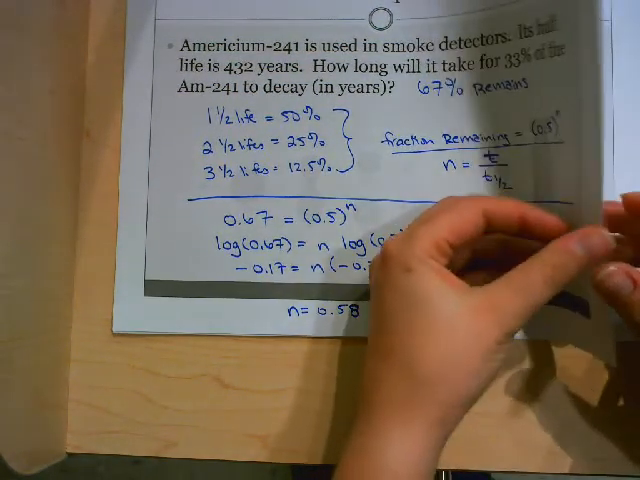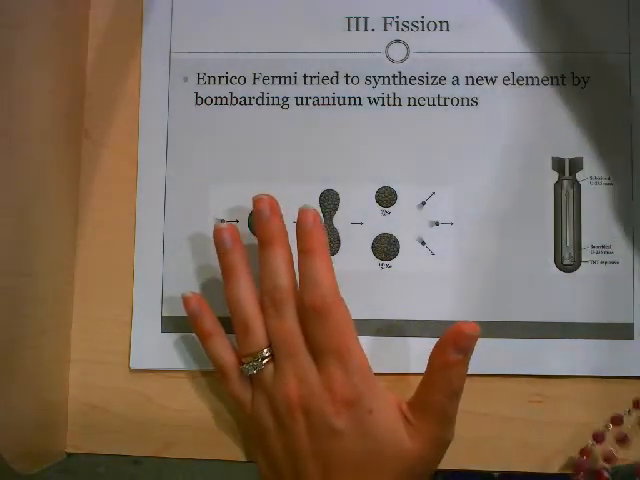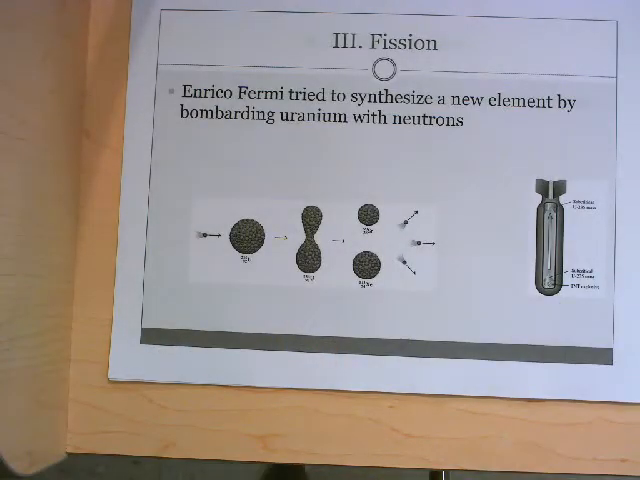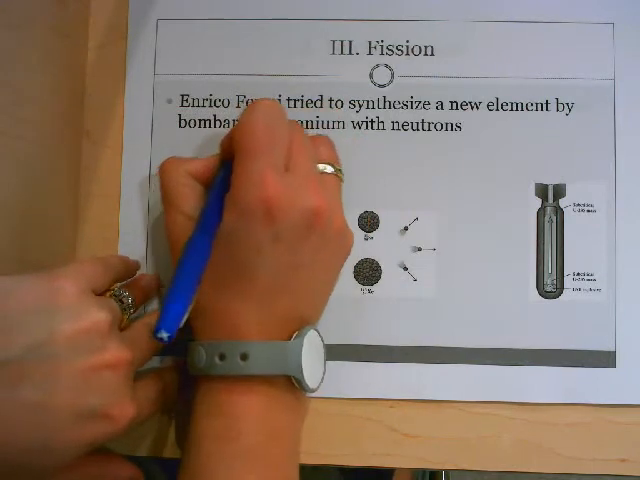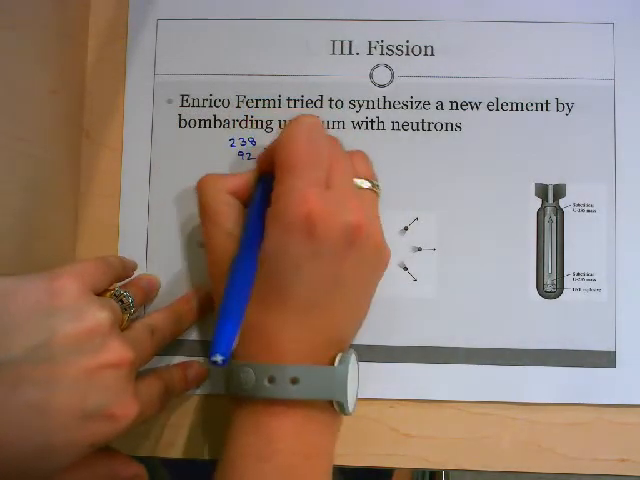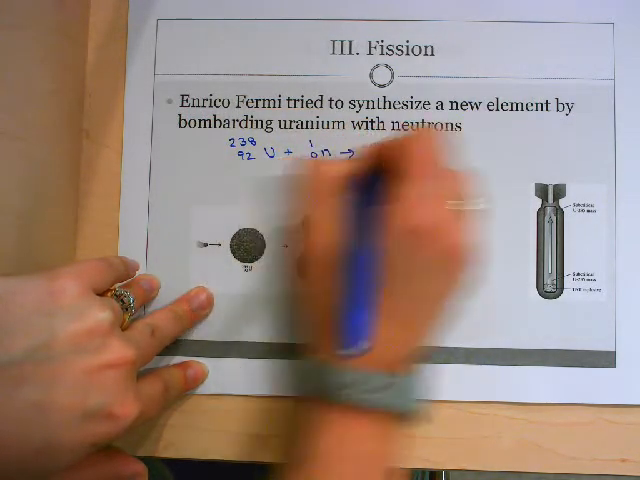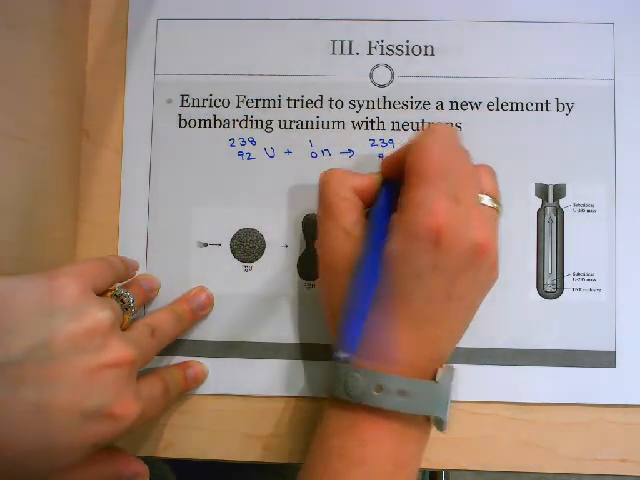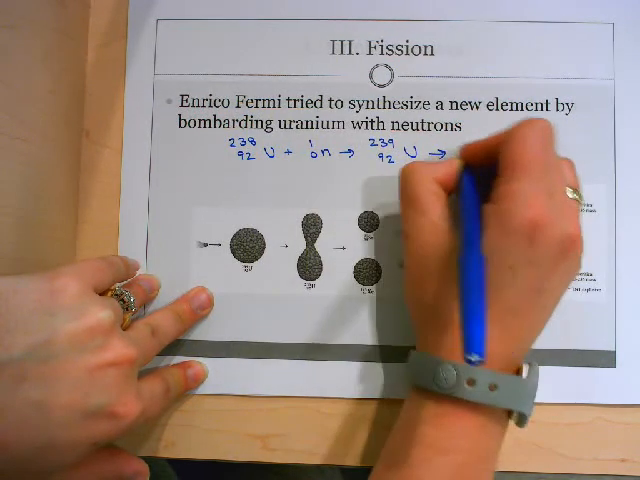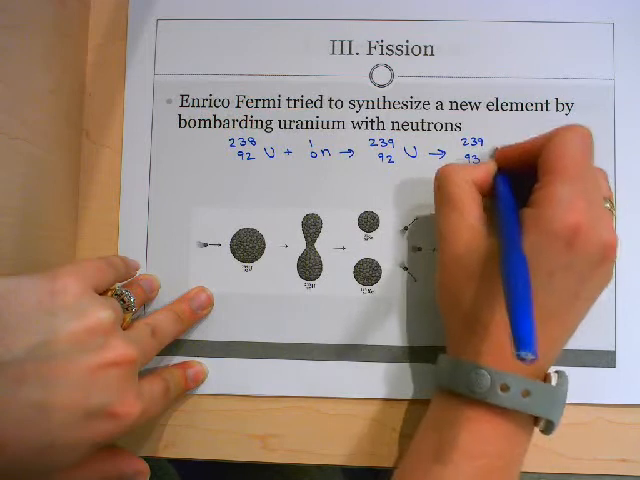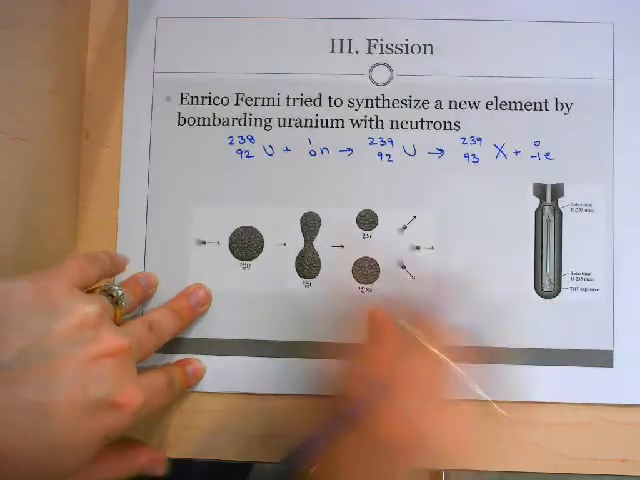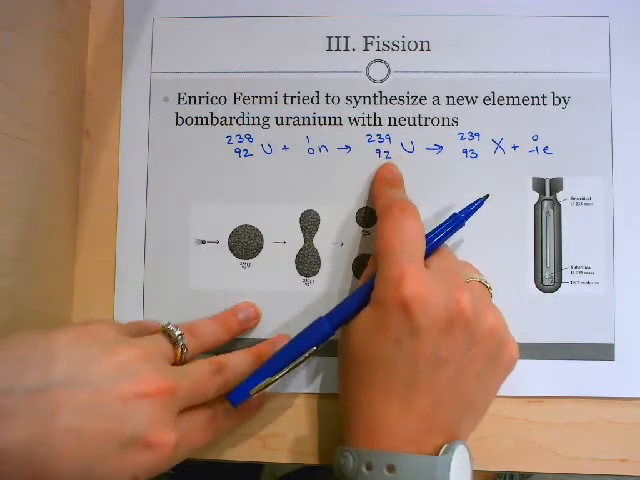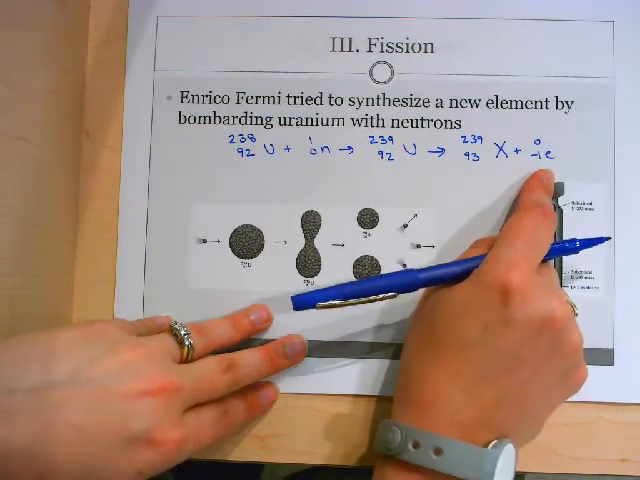Alright, let's talk about fission. Alright, so late 1800s, early 1900s, Enrico Fermi tried to synthesize a new element by bombarding uranium with neutrons. He was trying to do this. Right, he was trying to enhance the uranium to get it to be unstable, to then make a new element, like just eject a single electron.